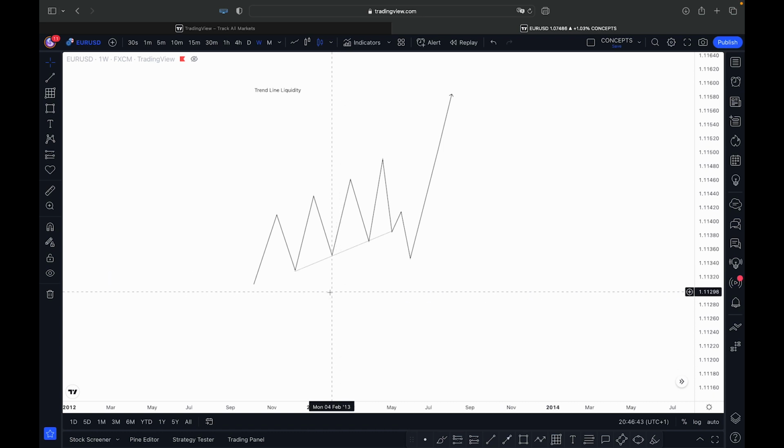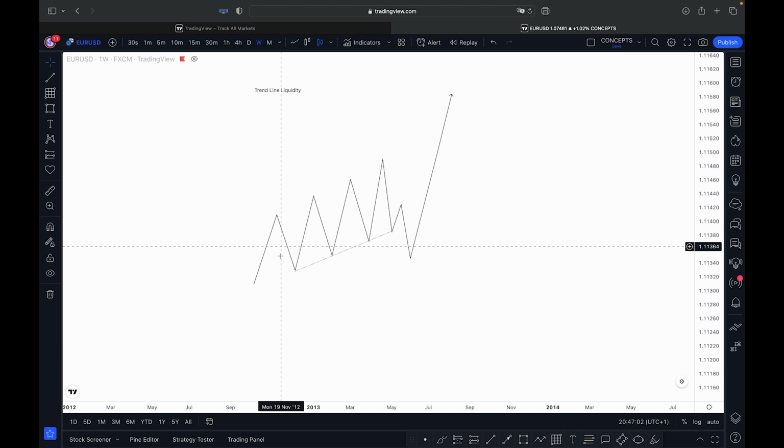Alright, so we've just talked about the equal highs and equal lows concept. There's also the trend line liquidity concept. So what this is, is that retail traders like to trade on trend lines, and most of the time they would enter on the third touch of a trend line. So we have a clear trend going up here.